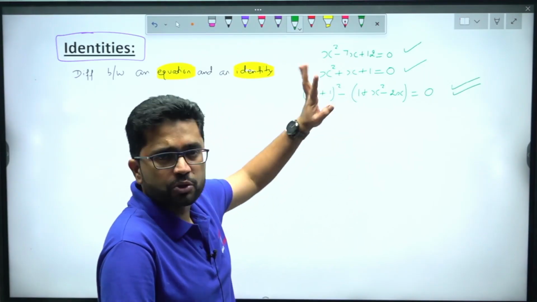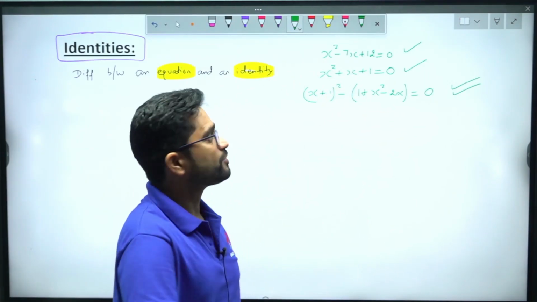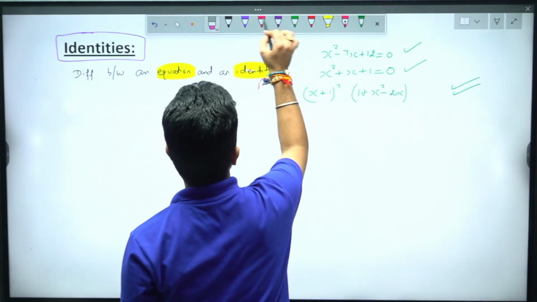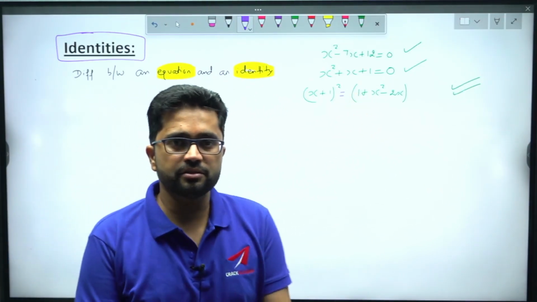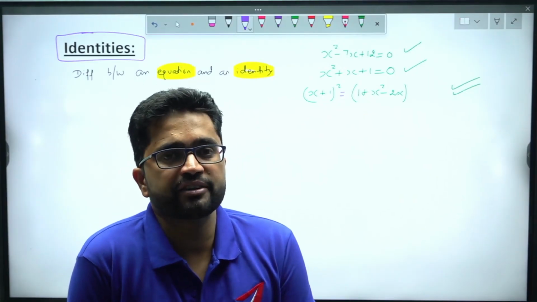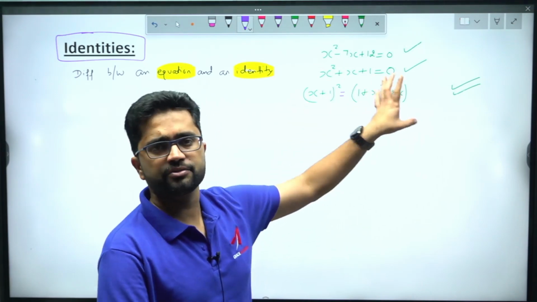The next one is not true for any value. The third one is true for all the values of the variable. You can also rewrite this this way. Still, the game is the same. This is valid for all values of x. If you put x as 1, LHS is equal to RHS. X as 2, in the third case, LHS is equal to RHS. X is 10, LHS will be equal to RHS.